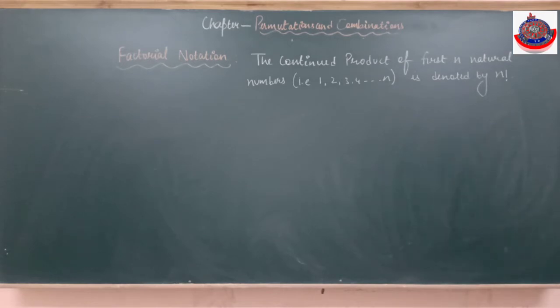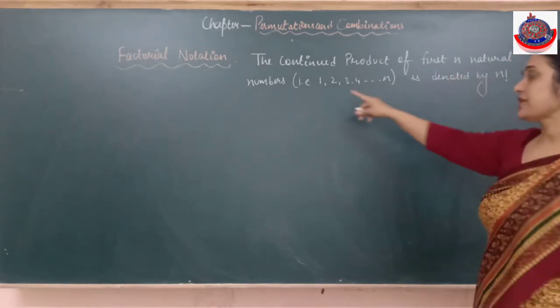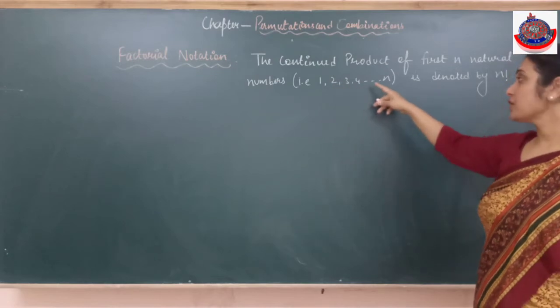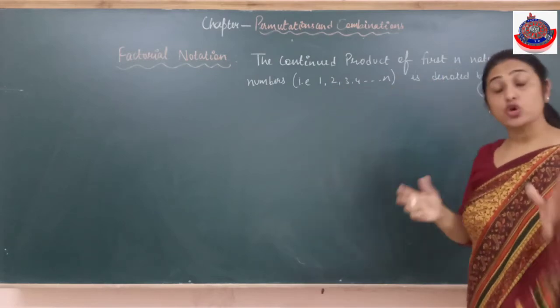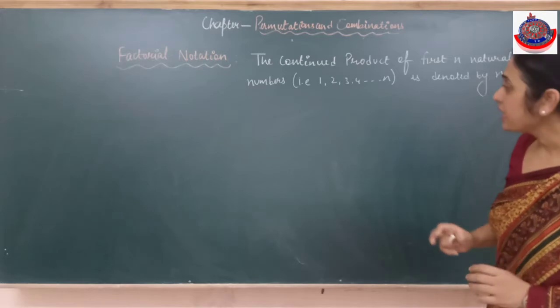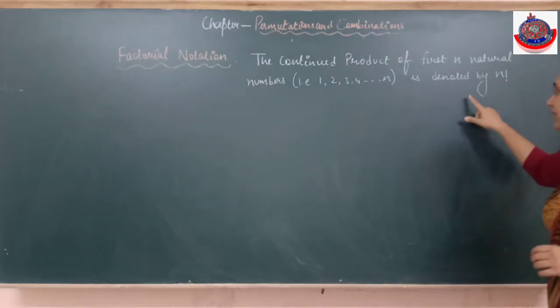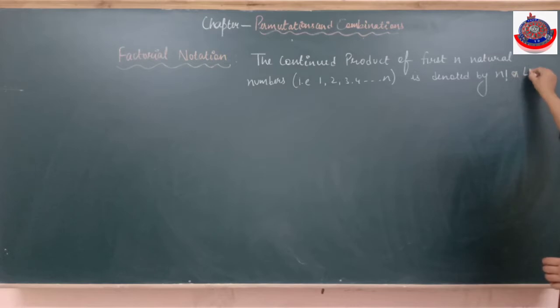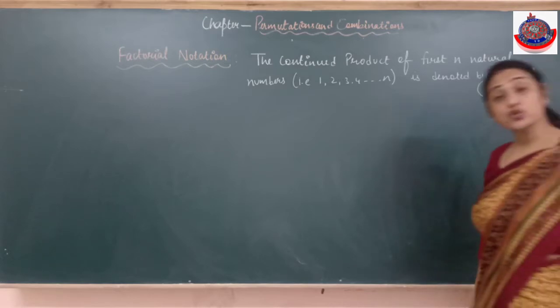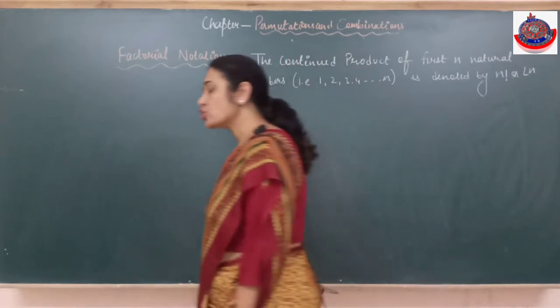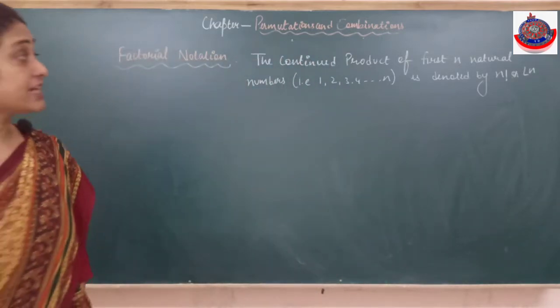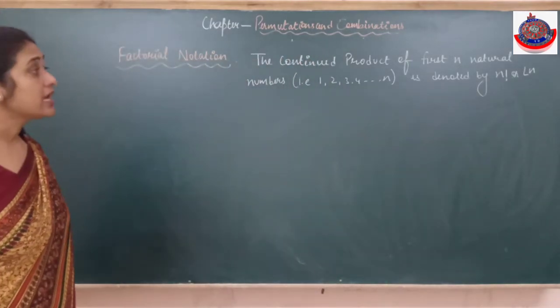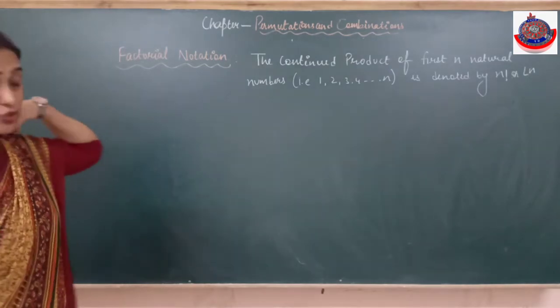The continued product of the first n natural numbers. Natural numbers start from 1, 2, 3 up to n. If I take the continued product, nothing should be missed in between. That is represented by n factorial. This is the symbol of n factorial. We write it like this, or sometimes like this. N factorial. Is it clear? The continued product of the first n natural numbers is represented by n factorial.